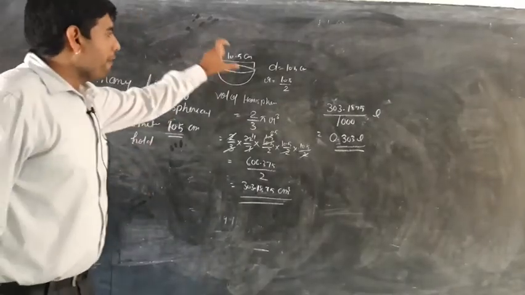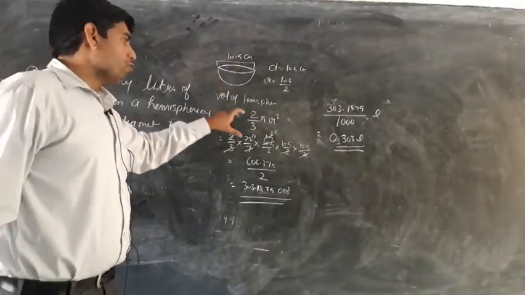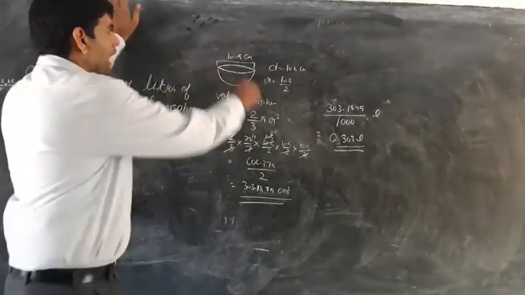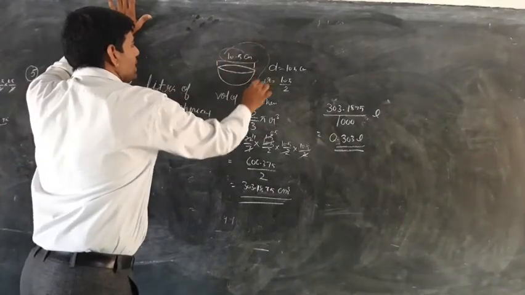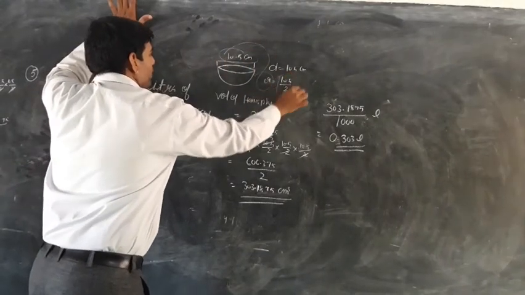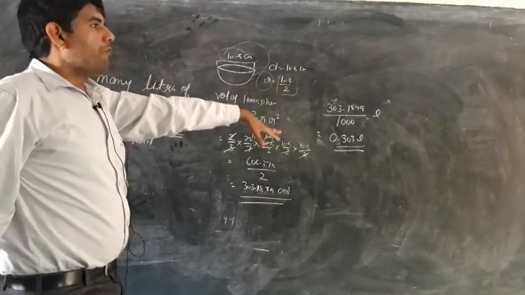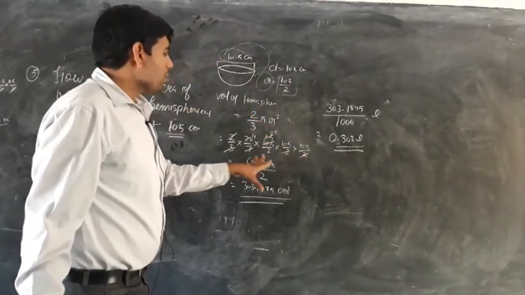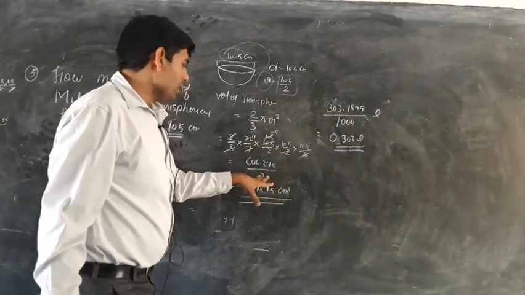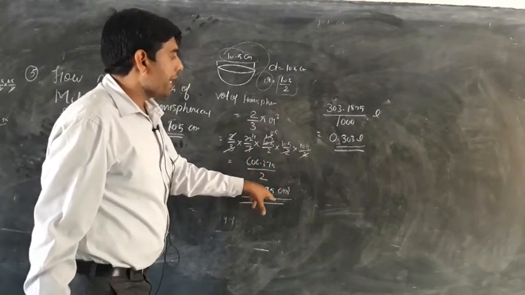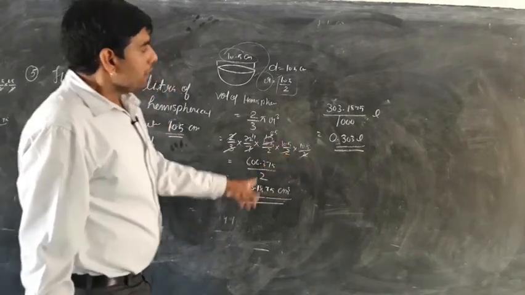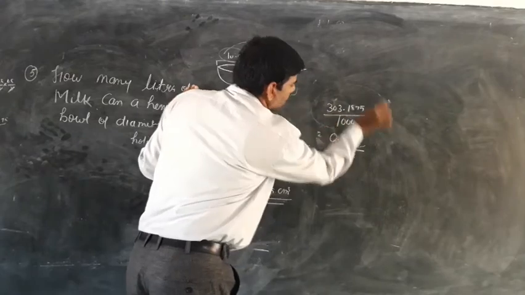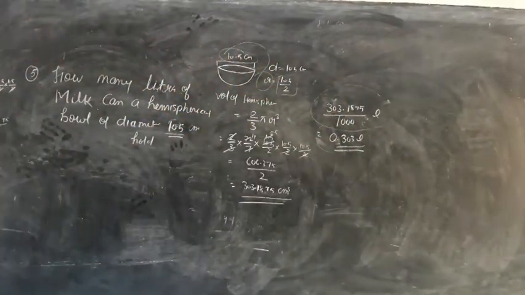The volume of a hemisphere will be 2 by 3 pi r cube. The value of pi will be 22 upon 7. The diameter is 10.5, and the radius is half of the diameter, that is 10.5 upon 2. We put the values, 10.5 upon 2 into 10.5 upon 2 into 10.5 upon 2, that is 606.375 upon 2, that is 303.1875 centimeter cube. Divided by 1000, centimeter cube is converted to liter, that is 0.303 liter.